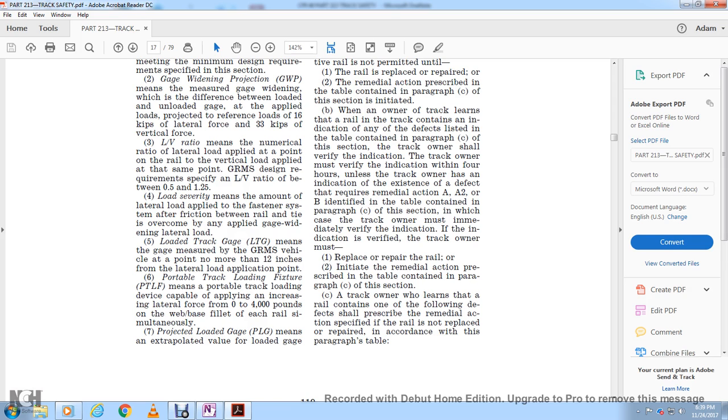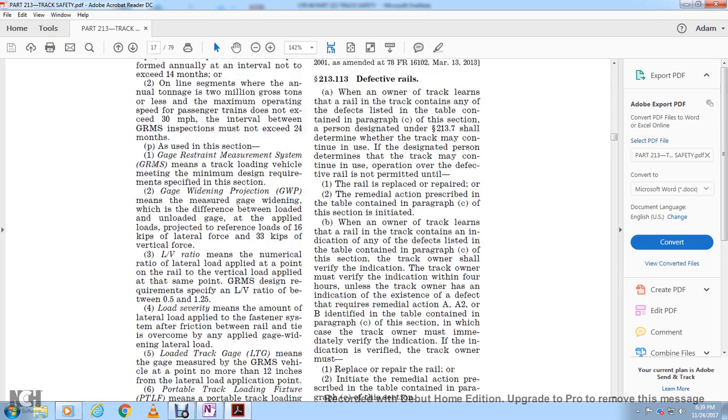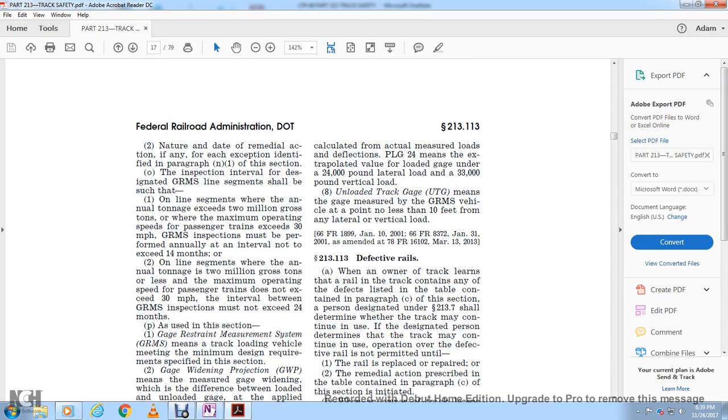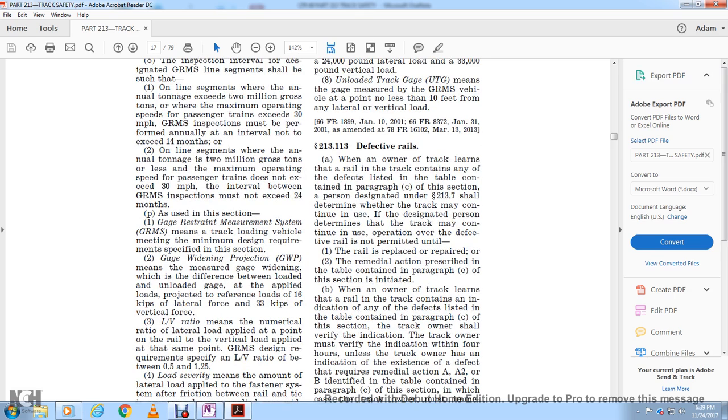Projected load gauge, or PLG, is the expected value of the load gauge, calculated with the actual measured load deflection of the portable load gauge. PLG24 means the expected value of the load gauge under 24,000 pounds lateral load and 33,000 pounds vertical load. Unloaded track gauge, UTG, is the gauge dimension for the gauge restraint measurement system vehicle measured at a point no less than 10 feet from any lateral or vertical load.